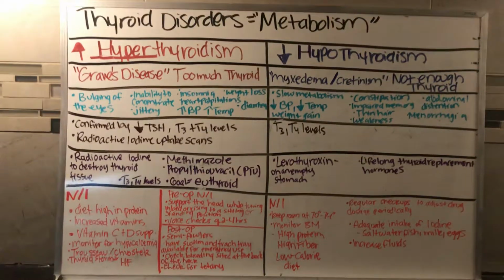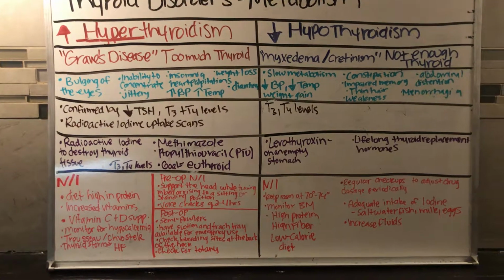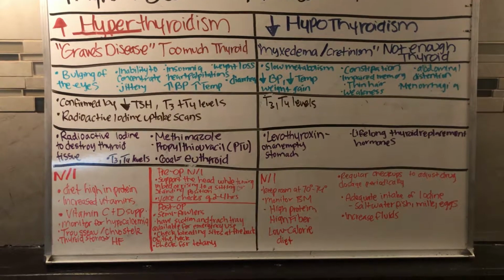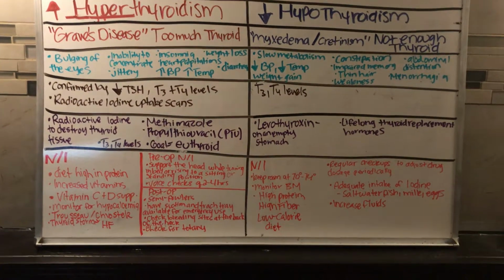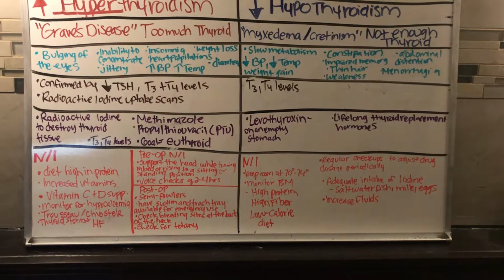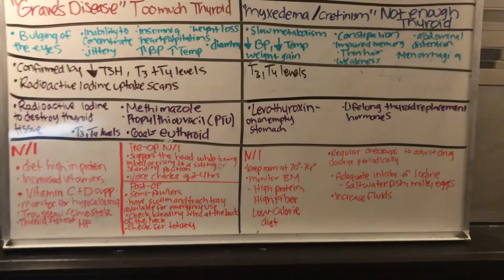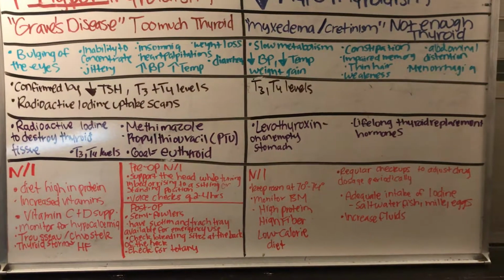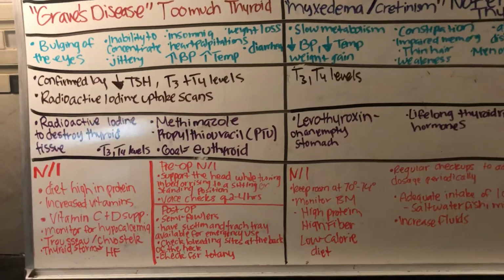So in hyper, that means it's going up. Things are speeding up. They're getting hot. They need some methimazole for their medications. You want to make sure that pre- and post-op, you're supporting their head. Make sure they're in semi-Fowler's when they come out. Make sure you're checking for any pooling of blood in the back of their neck or their head. You want to have that suction and trach kit ready.